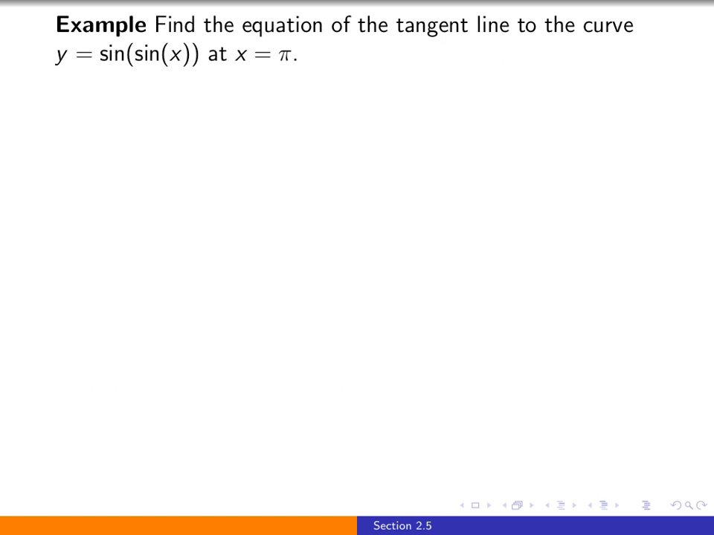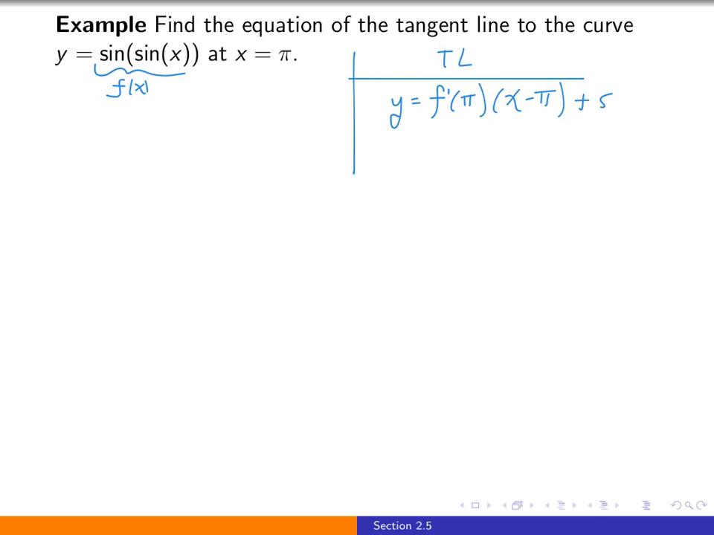So let's find the equation of one more tangent line to the curve sine of sine x at x equals pi. So because we're asked to find the equation of the tangent line, let's write down what its form will be. So if we let this sine of sine x be our function f of x, it's at x equals pi. So y is equal to f prime of pi, the slope of the tangent line, times x minus pi plus f of pi.